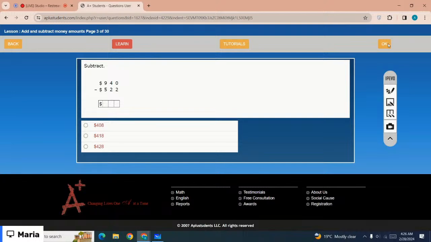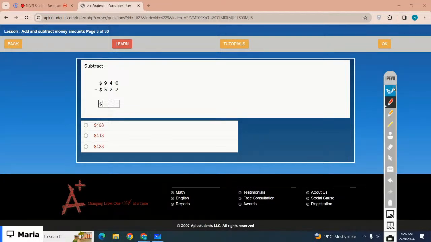Which option is the correct one? You have to start from the rightmost digit. You have to do 0 take away 2, but you cannot subtract a greater number out of a smaller one, right? So you have to borrow 1. You can borrow 1 from here. So then 10 take away 2 is 8, 3 take away 2 is 1, and 9 take away 5 is 4. That is 418, right? Option number 2 is the correct option.